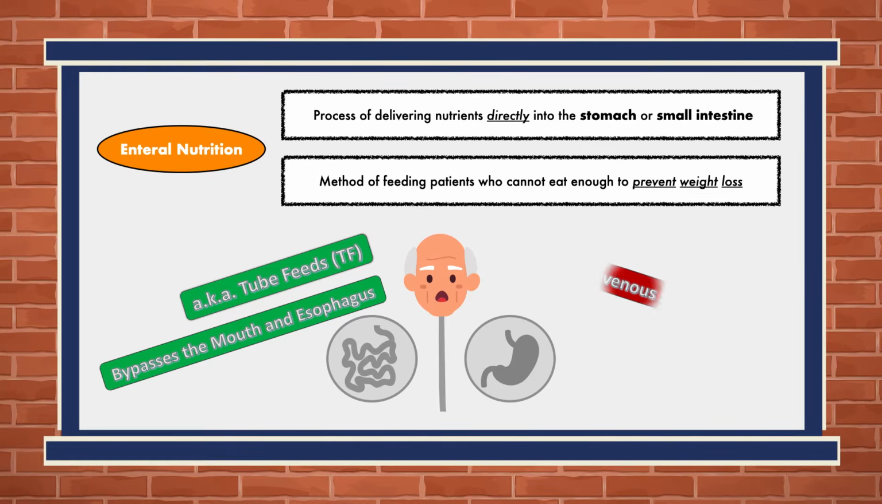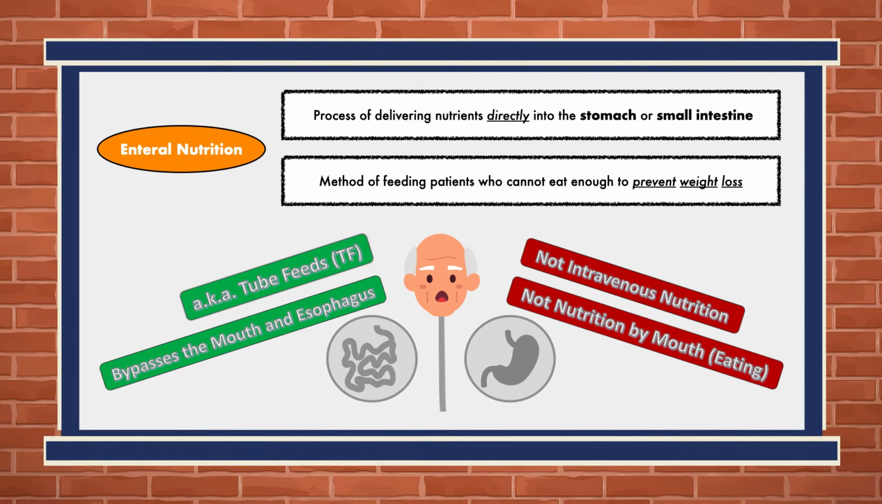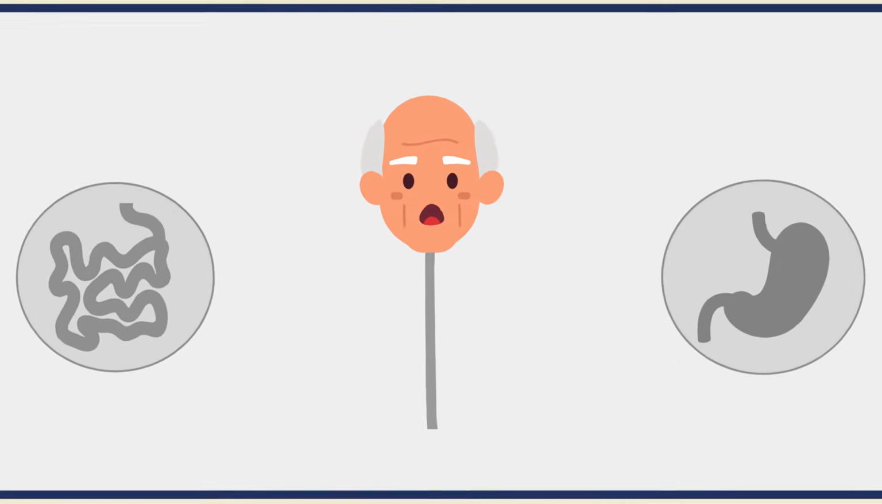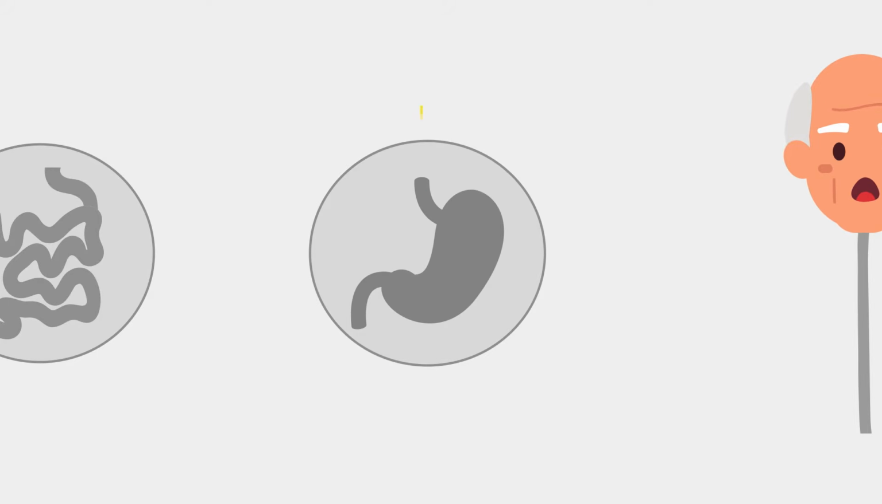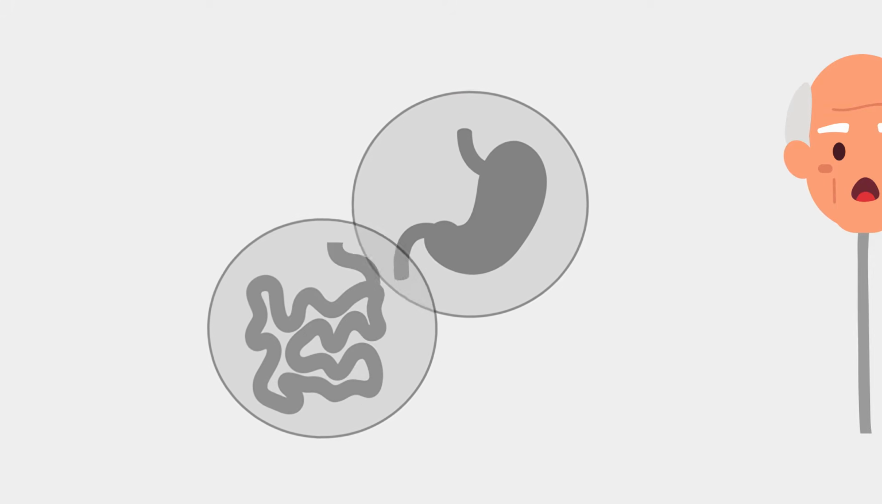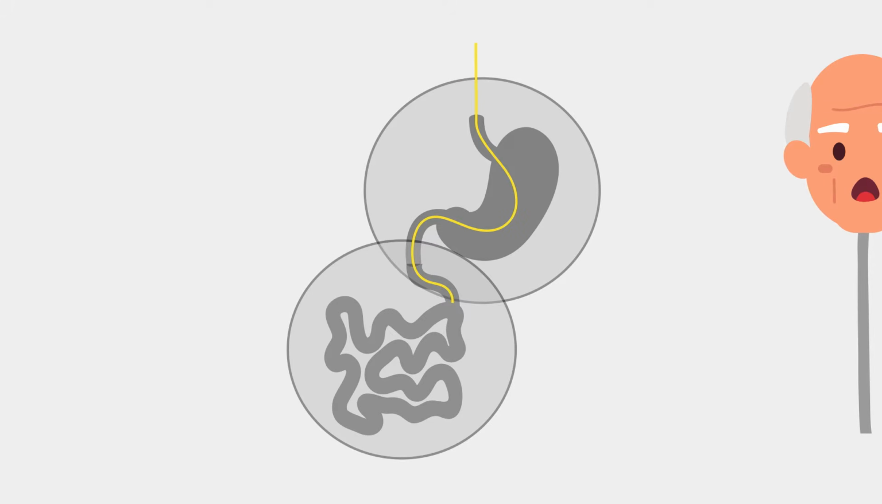Enteral nutrition is not intravenous nutrition, or nutrients delivered directly into the bloodstream, and enteral nutrition is not nutrition by mouth, or nutrients obtained through the process of eating. Access for enteral nutrition can be achieved by placing a long tube in the nose or mouth and guiding it down the esophagus. The tube is pushed along until it crosses the esophageal sphincter and enters the stomach. Patients can be fed through the tube here, or the tube can be guided further, passing through the pyloric sphincter and into the small intestine.